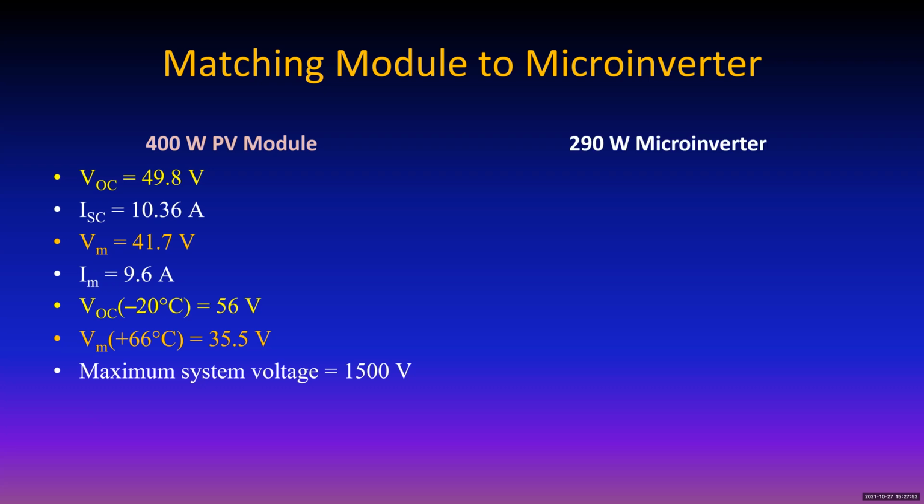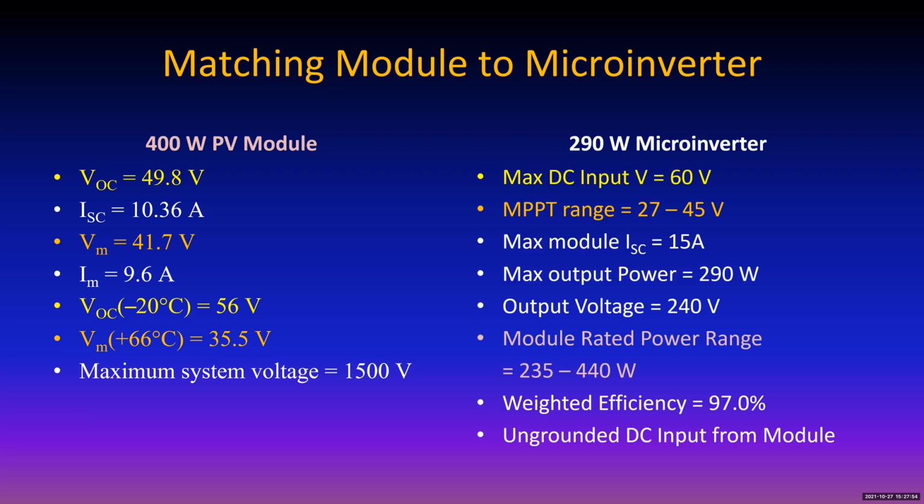290 watt microinverter, what are the characteristics here? Well, here's what we got. Maximum DC input voltage, in yellow. Let's find the yellow ones. Okay, see, even when it's cold outside, the maximum output voltage of the module does not exceed 56, so we're good on the yellow one.